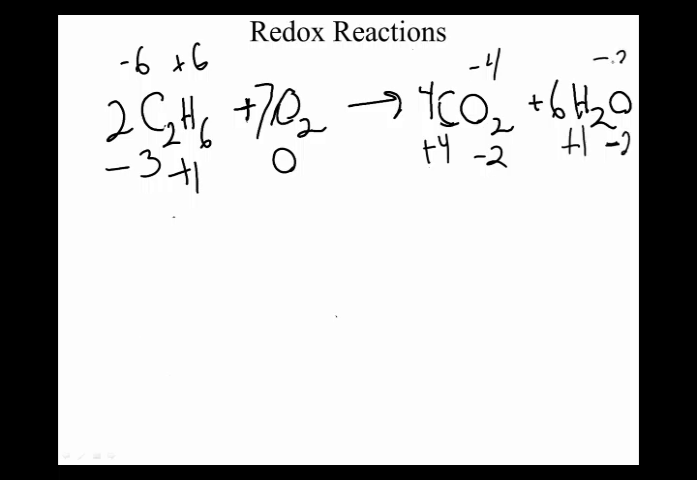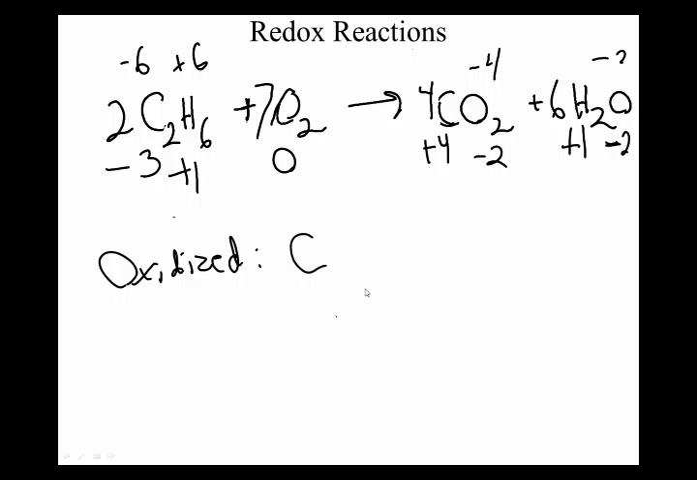So let's take a look at each element. We want to figure out what was oxidized. The thing that was oxidized is the thing that increased in oxidation number from the reactant to the product side. So one thing to note, hydrogen goes from +1 to +1. Nothing happened with hydrogen. Hydrogen wasn't oxidized or reduced. Carbon went from -3 to +4. Its oxidation number definitely increased. So carbon is what's oxidized.